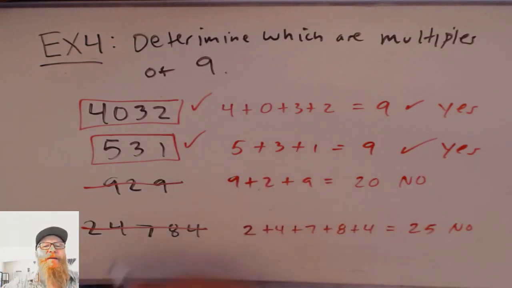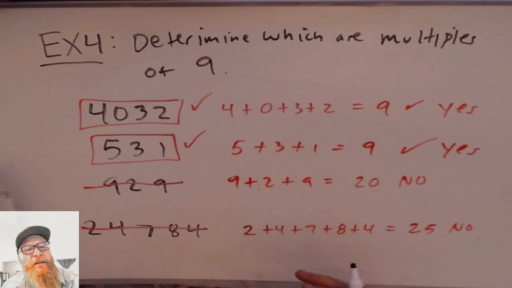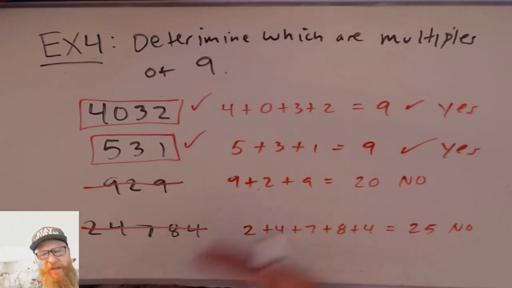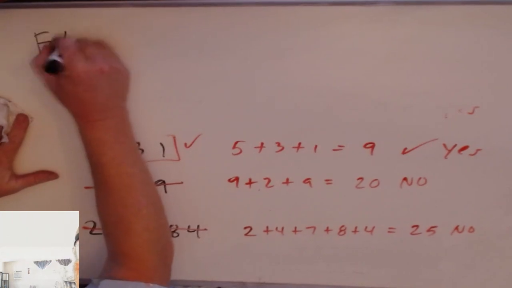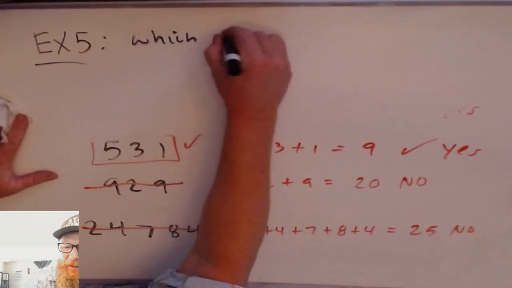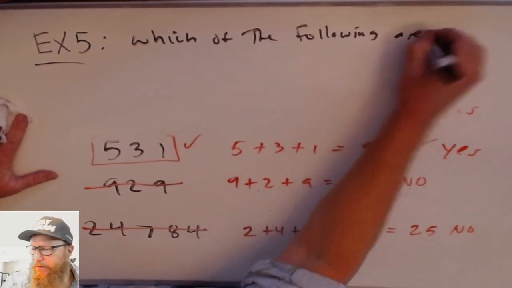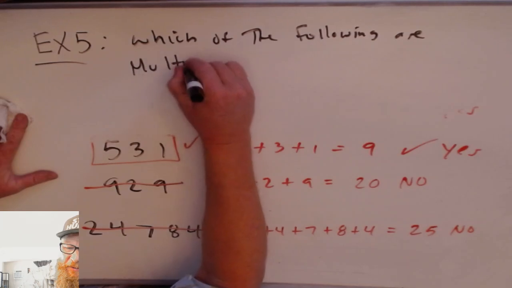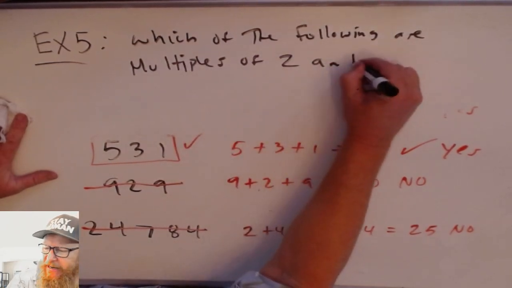Okay. Now the next thing we're going to do is combine these rules together and have conditions. So example 5. Which of the following are multiples of 2 and 3?